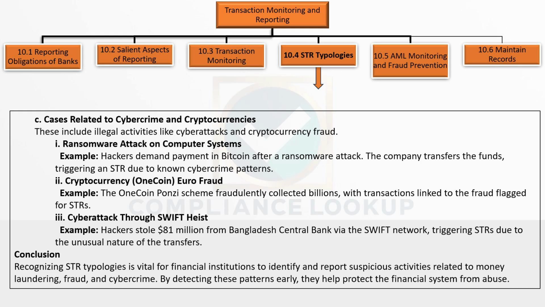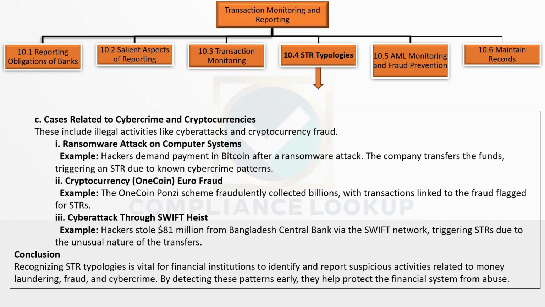First, ransomware attack on computer systems. Ransomware attacks involve hackers encrypting an organization's data and demanding payment, often in cryptocurrency, to restore access. Example: a company's computer systems are compromised by a ransomware attack. The attackers demand payment in Bitcoin to a wallet located on a foreign exchange. The company transfers the funds, but the suspicious nature of the payment and the connection to known cybercrime patterns prompt an STR.